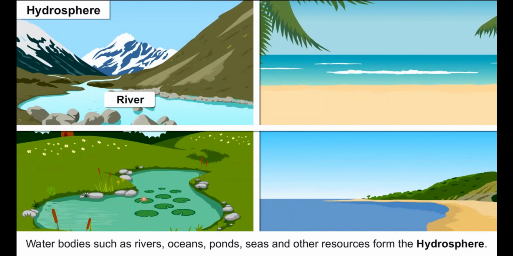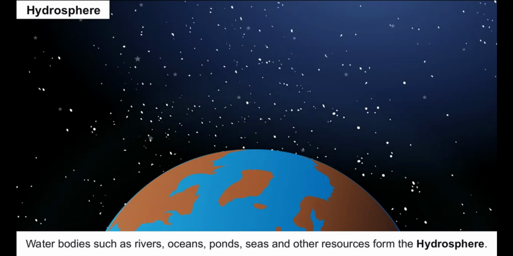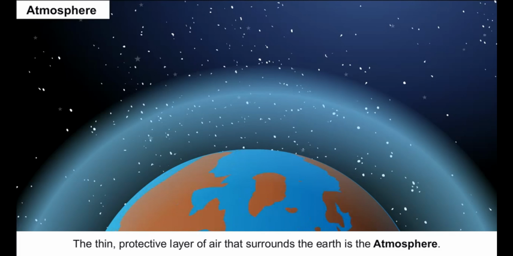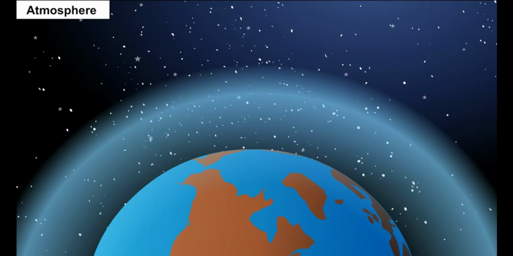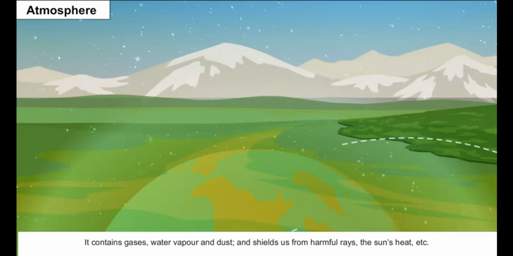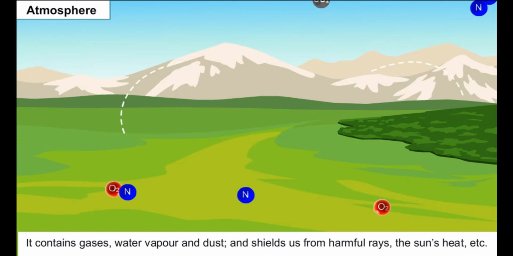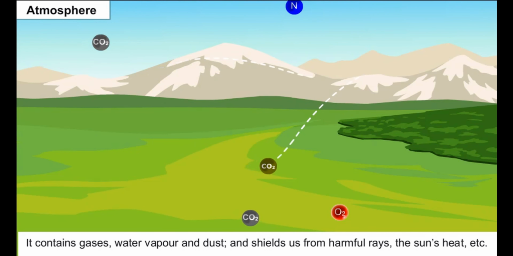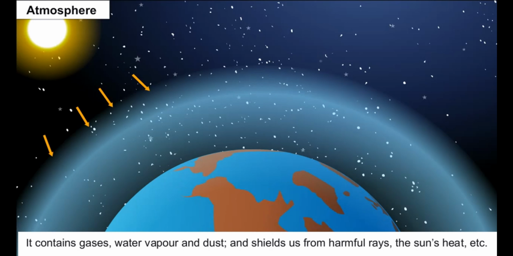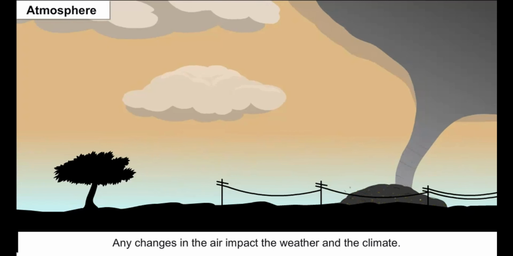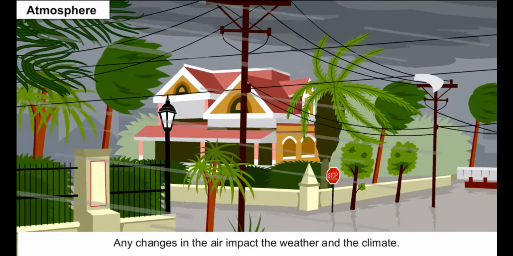Water bodies such as rivers, oceans, ponds, seas, and other resources form the hydrosphere. The thin protective layer of air that surrounds the Earth is the atmosphere. It is held together by the gravitational force of the Earth. It contains a variety of gases, water vapor, and dust, and shields us from harmful rays, the sun's heat, etc. Any changes in the air impact the weather and the climate.